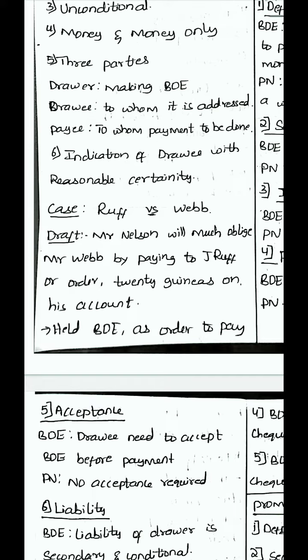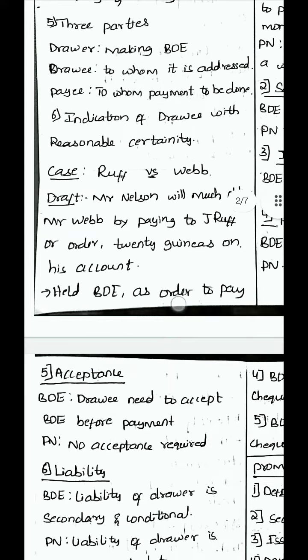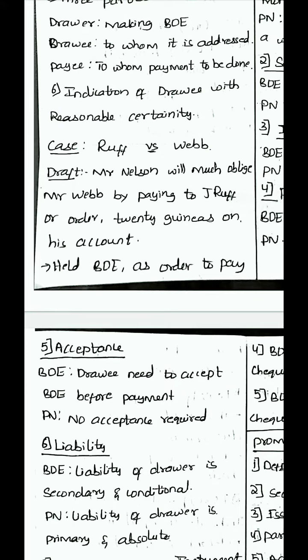Nelson with a note reading, "Mr. Nelson will much oblige Mr. Webb by paying to J. Ruff or order 20 guineas on his account." So he is ordering Mr. Nelson to pay his servant 20 guineas on his behalf. So it was held that this is a bill of exchange. Even though the language is polite, Webb is ordering Nelson. Here there is an order to pay, and the drawee's name is also mentioned properly. So it is a bill of exchange.